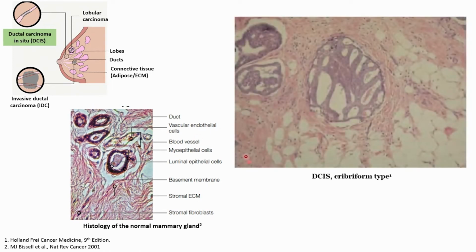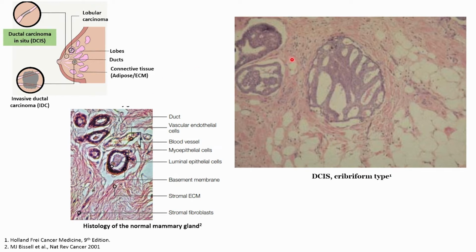So, we will just give a few seconds for you to think about this. What is this? Yeah, this is a duct, but this is a duct in the case of a diseased breast. What you see over here is the surrounding basal membrane again, but there is something else that you can see which is not seen in the normal case of the ducts.